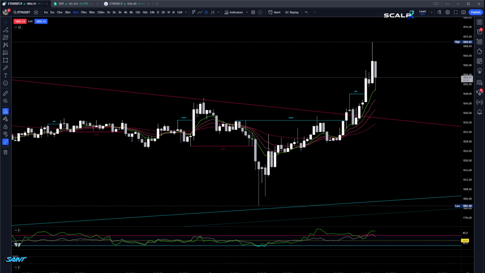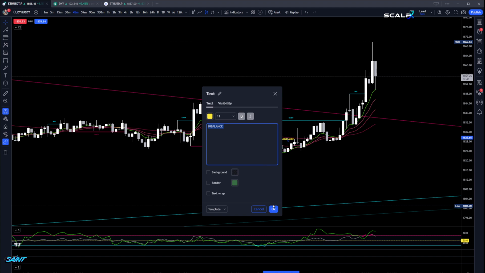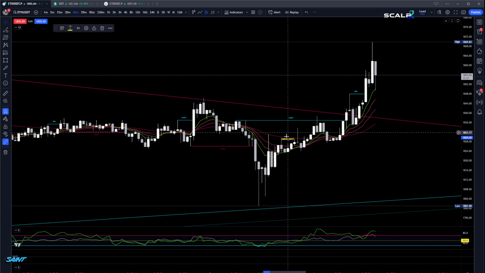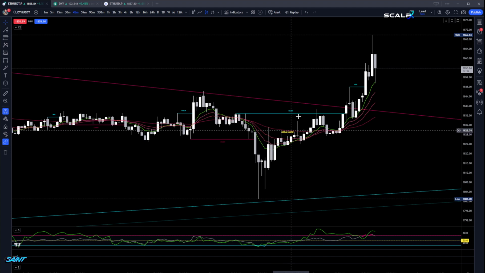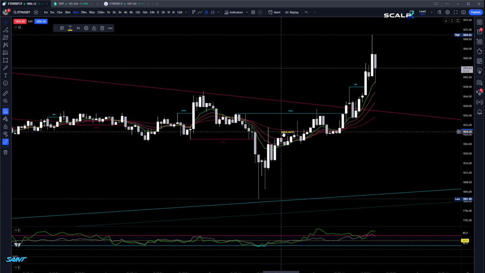Same thing even for text, right? So like even on text, if I know I have an imbalance area, I just type that, hit the little T for text, type imbalance, and then just click. Boom. It's there. Okay. So I don't have to go and type it out and all that stuff. Same thing for GYB candles if I'm tracking GYBs.